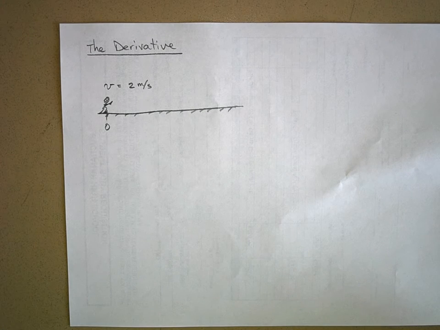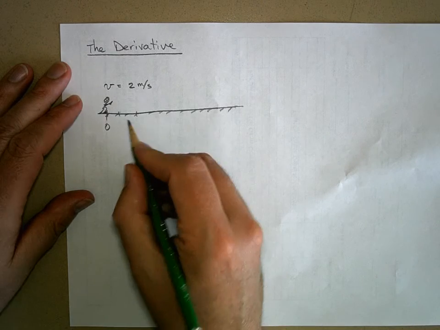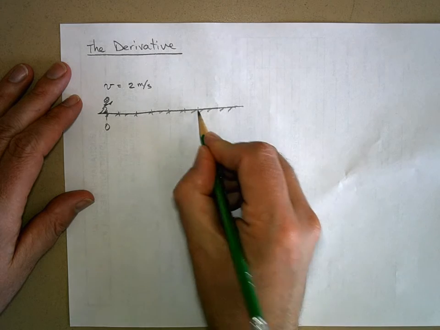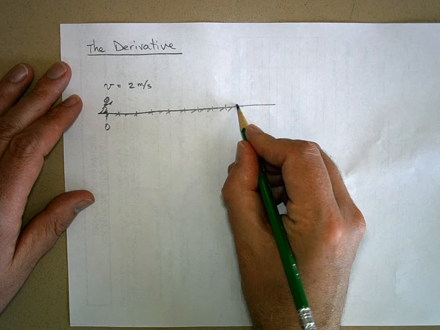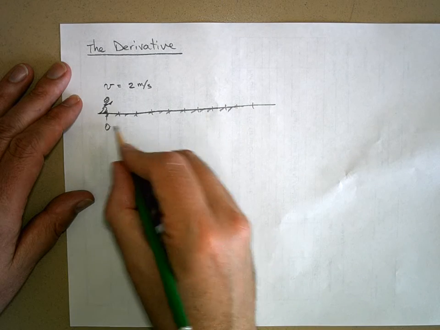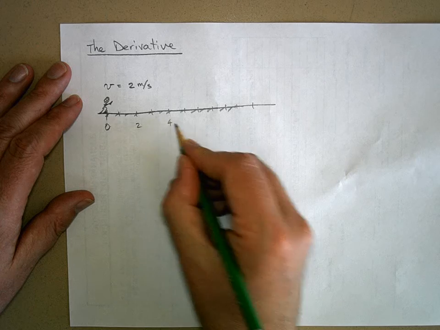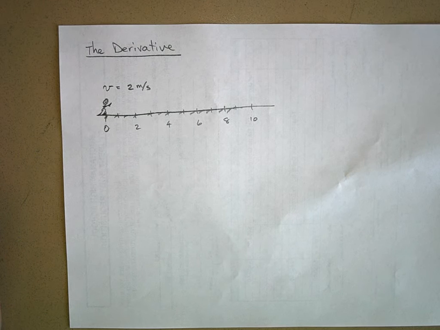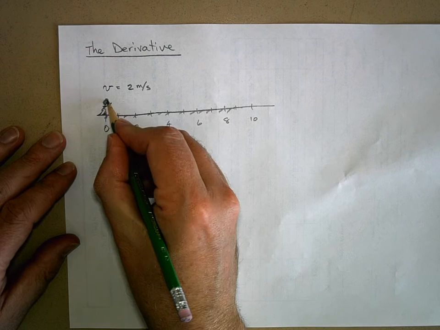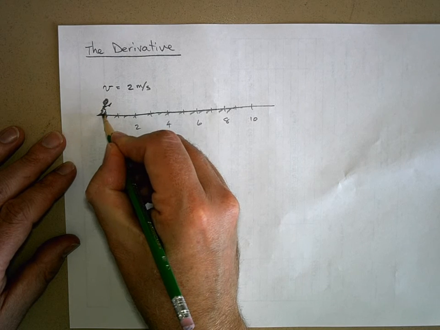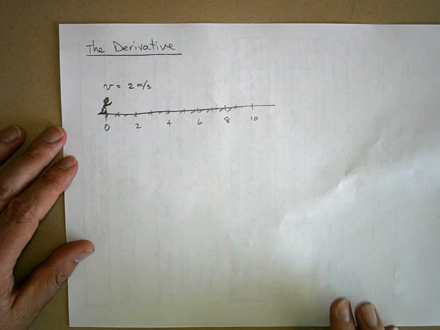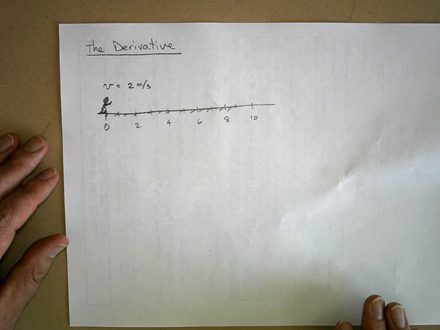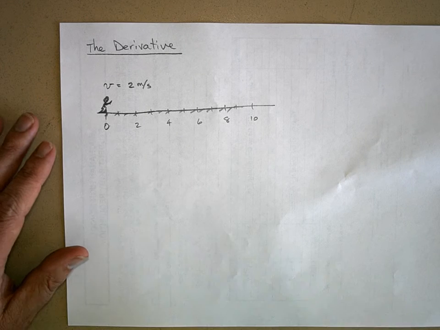So if 1, 2, 3, 4, 5, 6, 7, 8, 9, 10. So 2, 4, 6, 8, 10. Okay, so they're walking along. Now it's kind of hard to draw a person every second here, right? Here's my little person, and I draw pretty good little cartoon dudes, but it's a lot of work to do that.